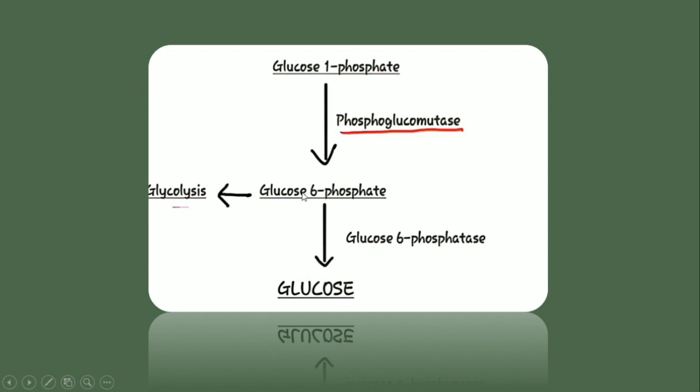This glucose 6-phosphate is further used in the glycolysis process, but in our liver, glucose 6-phosphate in the presence of the enzyme glucose 6-phosphatase gets converted into glucose. So that is the process of glycogenolysis, in which glycogen is broken down into glucose.